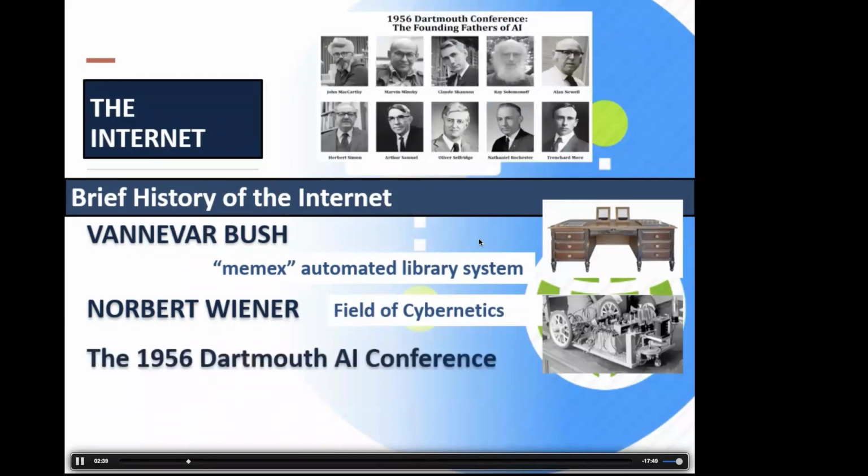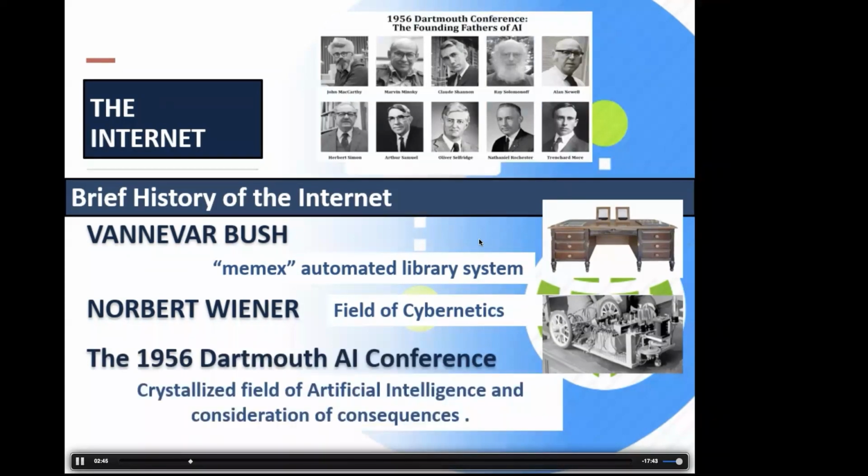Next is the 1956 Dartmouth Artificial Intelligence Conference. This gave birth to the field of artificial intelligence and gave succeeding generations of scientists their first sense of the potential for information technology to be benefited by human beings in a profound way. The conference crystallized the concept that technology was improving at an exponential rate and provided the first serious consideration of the consequences.